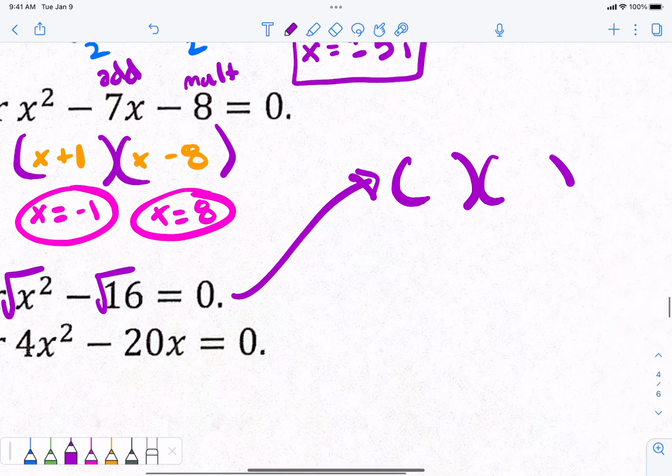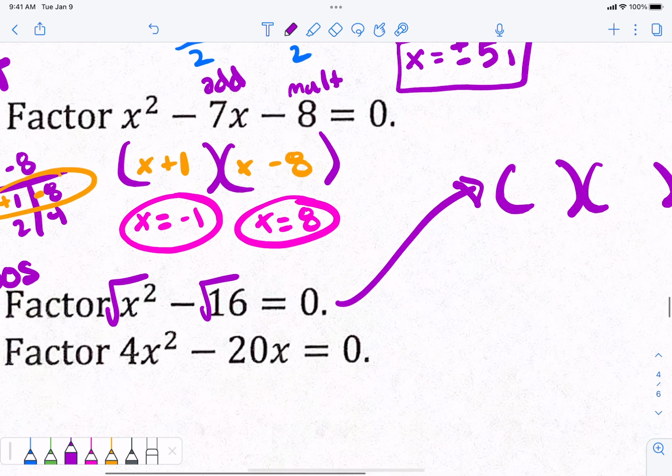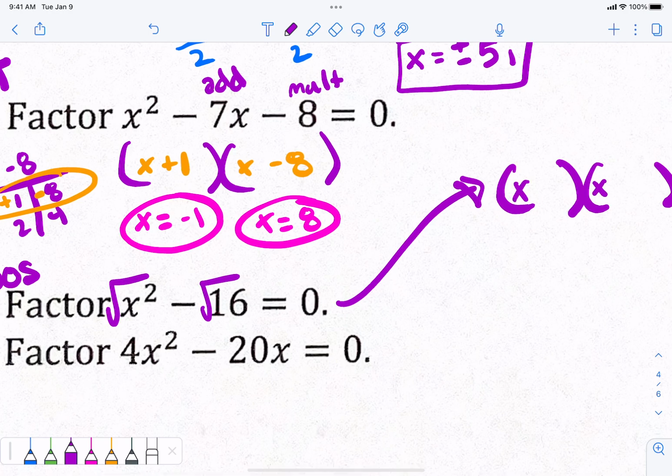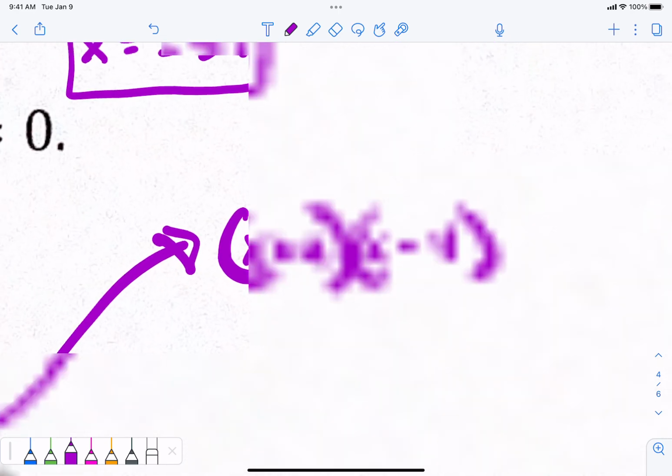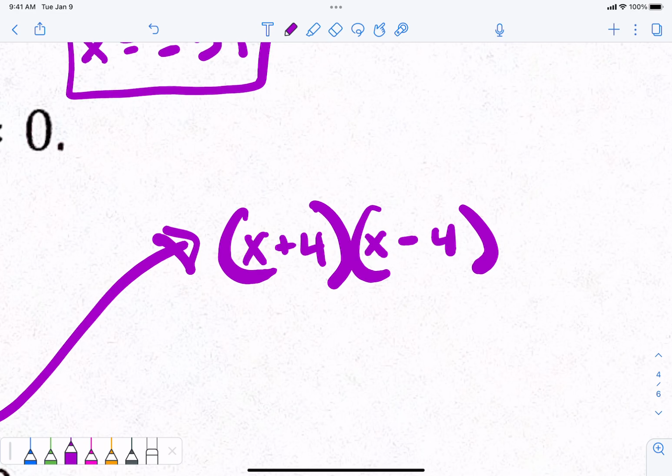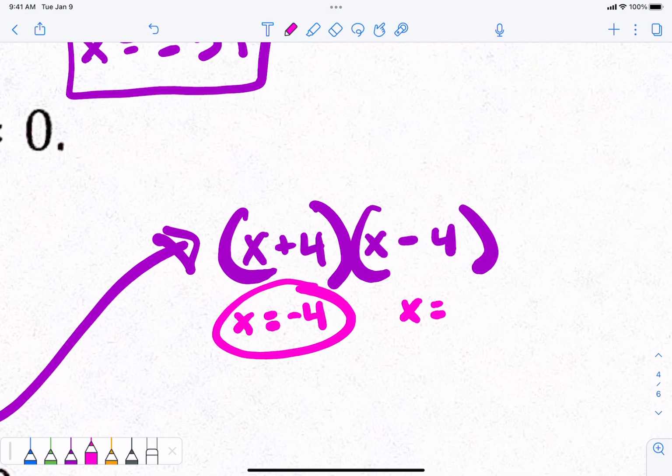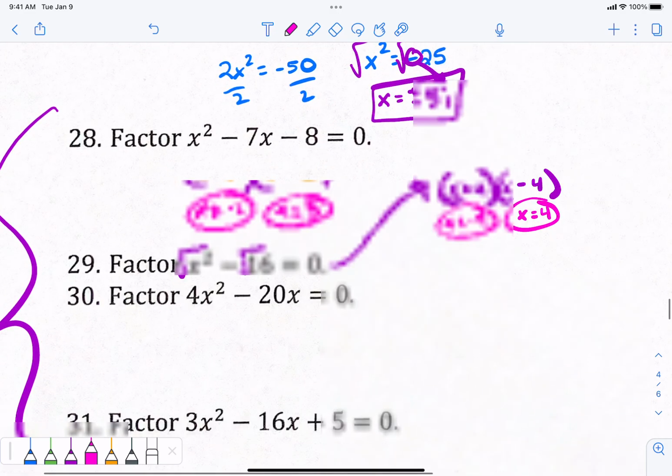What's the square root of x squared? X. Just x. What's the square root of 16? 4, and one of them is plus, and one of them is minus, okay? So that's how it breaks down into x plus 4, x minus 4, yeah? Now, if I set them equal to 0, x equals the opposite sign, right? We flip them over. So x equals negative 4 and x equals positive 4. Yeah? Those difference of squares, those are really fast.